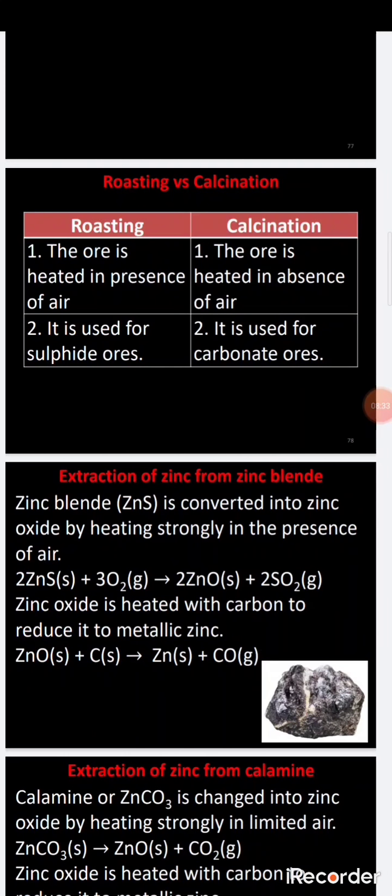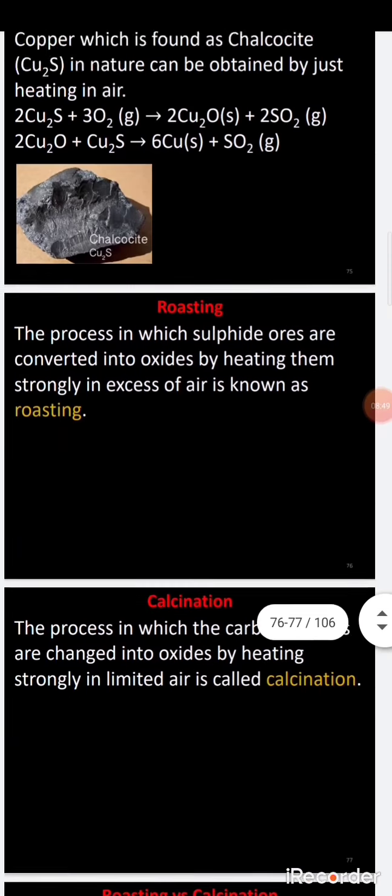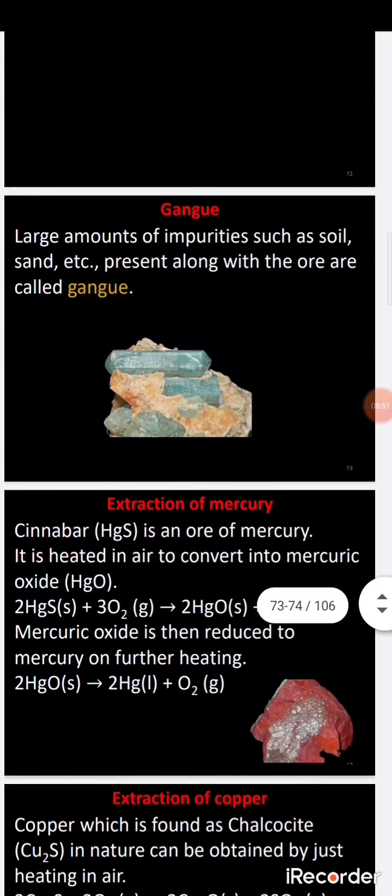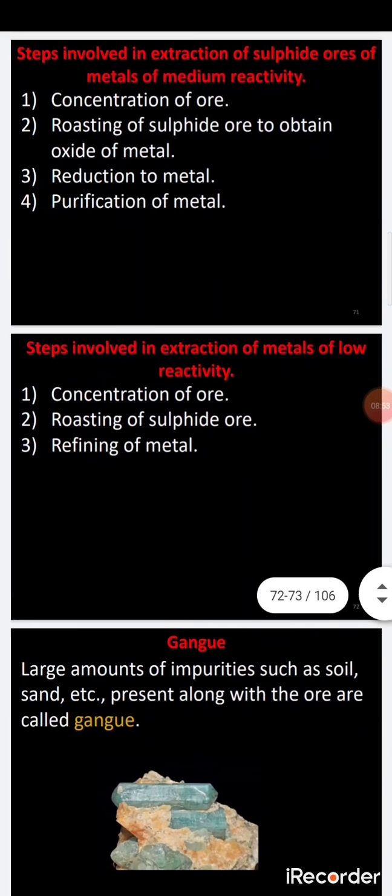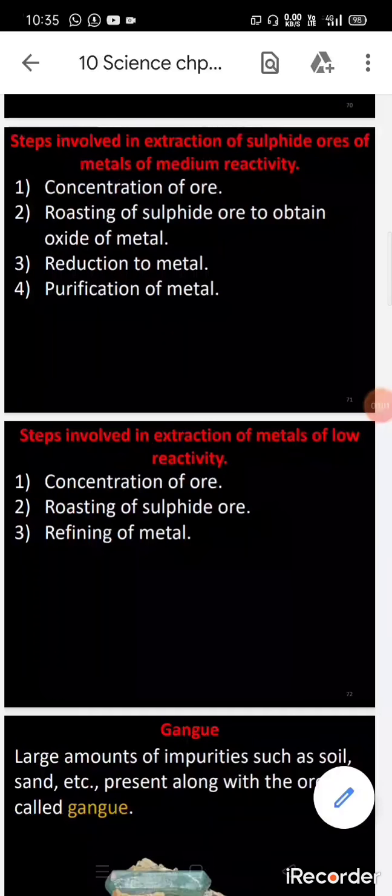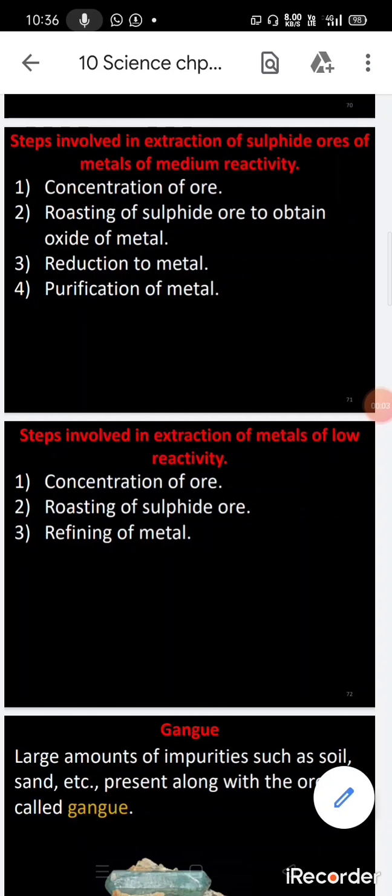Just now I discussed the lower activity series. The mercuric sulfide cinnabar and even copper sulfide can be treated by the roasting method. Calcination we'll discuss in the next, the middle reactivity series. Before going to study the middle activity series, there are two steps involved in the case of the middle activity series.